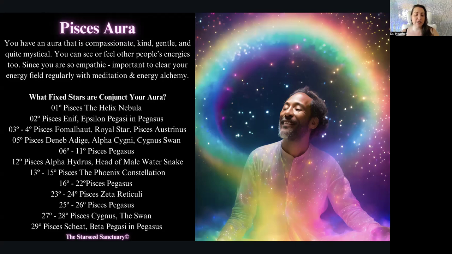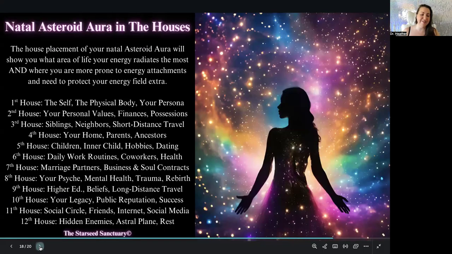25 to 26 degrees of Pisces will be Pegasus. 27 to 28 degrees Pisces, Cygnus the swan. And last but certainly not least, 29 degrees of Pisces will be one of the main stars in the Pegasus constellation. So let me know in the comments, what is the fixed star that's conjunct your natal asteroid aura? That can tell you a lot about your energy field.